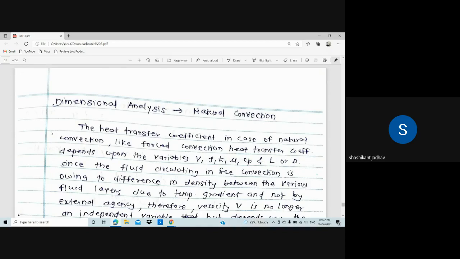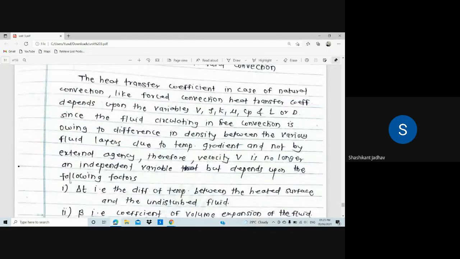Since the fluid circulating in free convection is owing to difference in density between the various fluid layers due to temperature gradient and not by external agency.